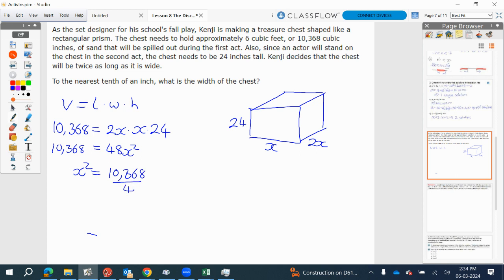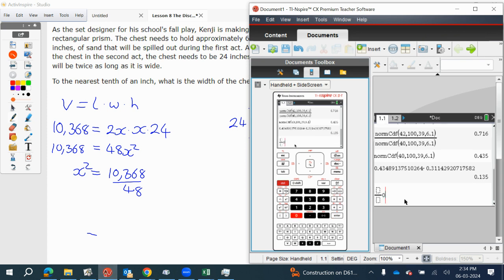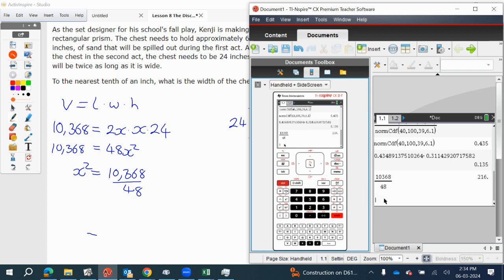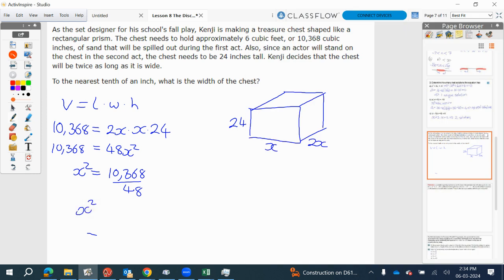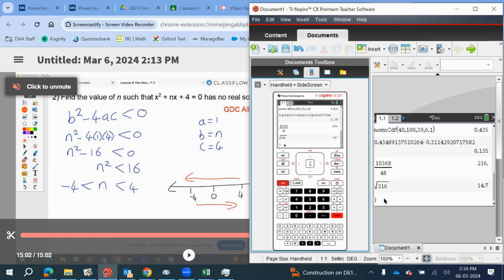10,368 divided by 48. We need a calculator for that. So 10,368 divided by 48 is 216. So x squared equals 216. This means x is equal to plus and minus the square root of that. So the square root of 216, 14.7.